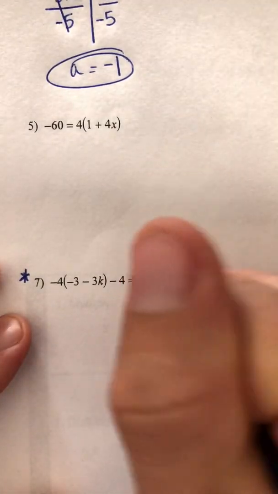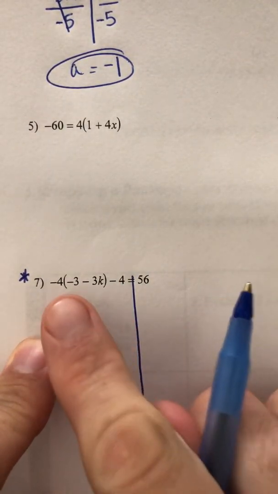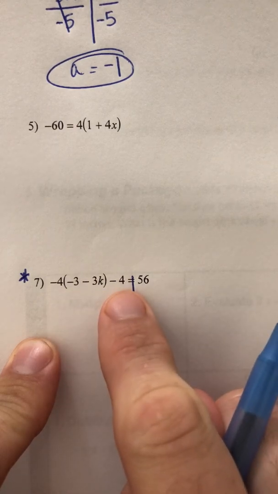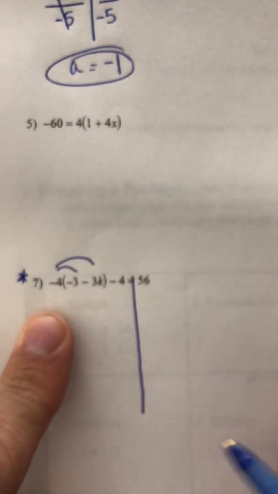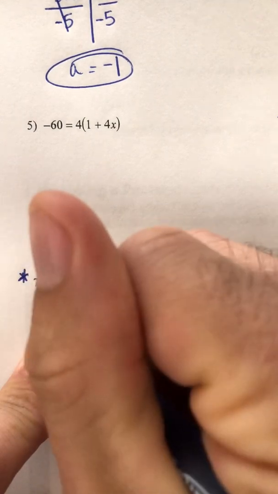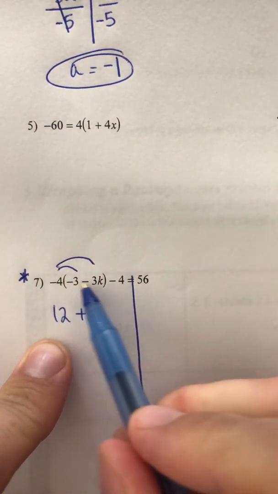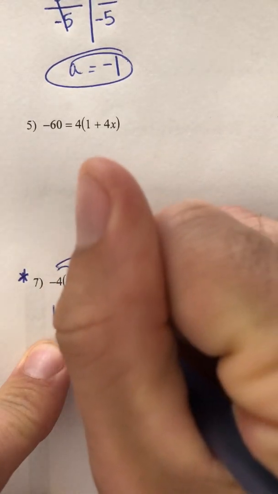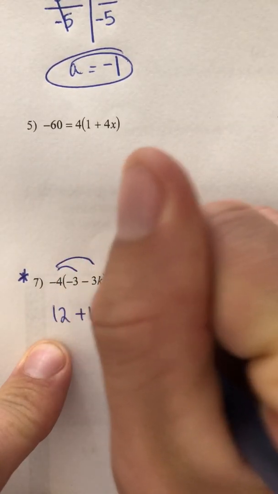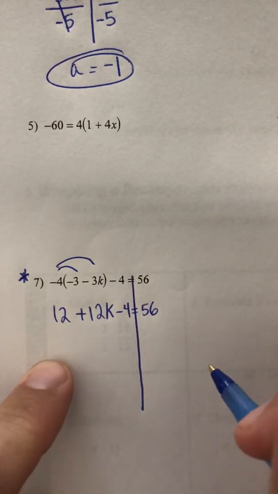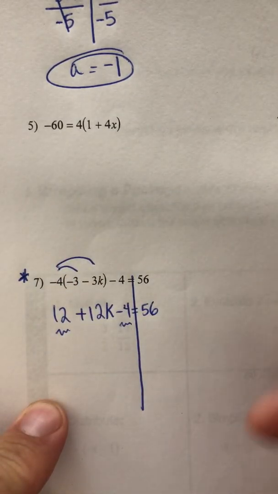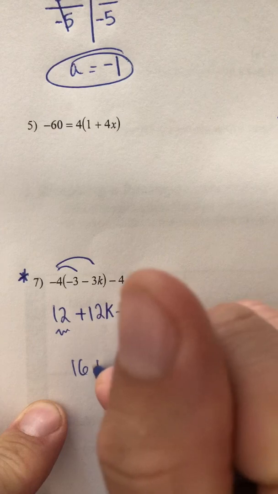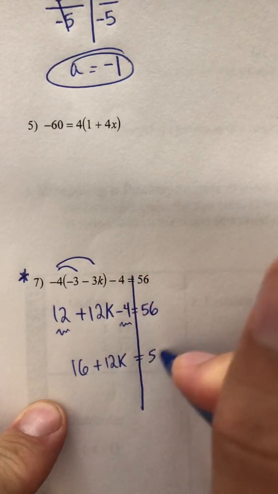Okay, last one. And in this case, it looks like I'm going to distribute, and because I have this guy out here, I'm going to combine like terms after I distribute. So I'm going to distribute right here. Negative 4 times negative 3 is 12. Negative 4 times negative 3k is positive 12k. Okay, and here's my like terms. So I'm going to put these together. So it's 16 plus 12k is equal to 56.